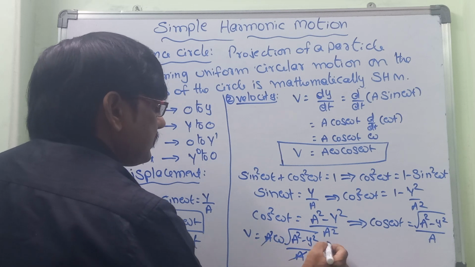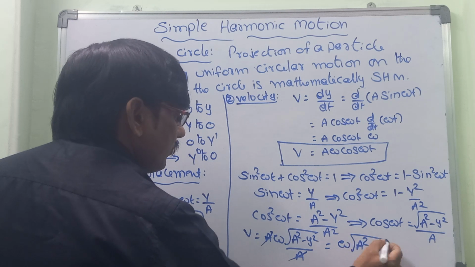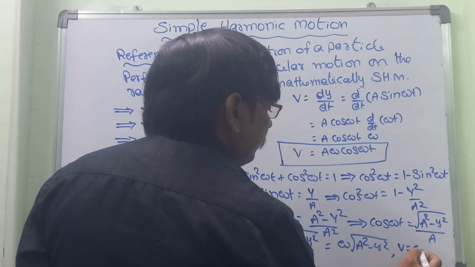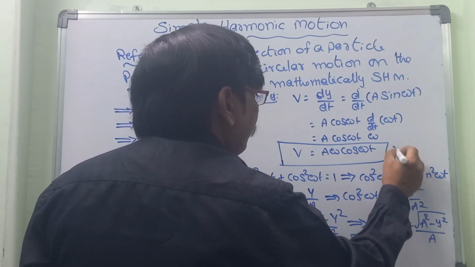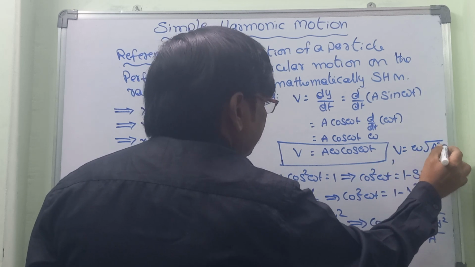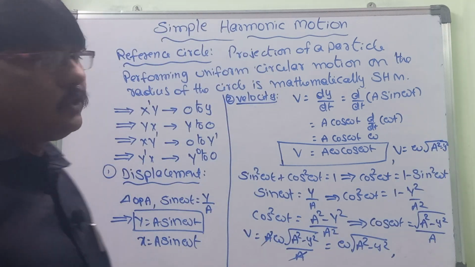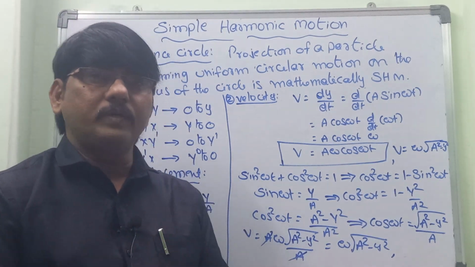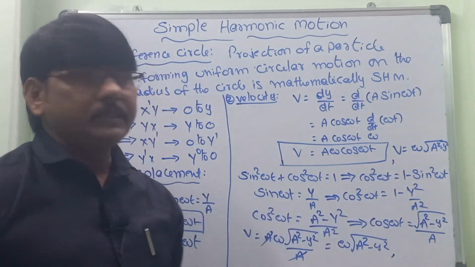So a gets cancelled, that is equal to omega into square root of a square minus y square. So this is a very popular one, v is equal to omega. One more expression I will write here. Then omega v is equal to omega square root of a square minus y square. This y can be considered as x also, depending upon the situation. Similar terms we can take, that counts for displacement only. So here v is equal to omega square root of a square minus y square.